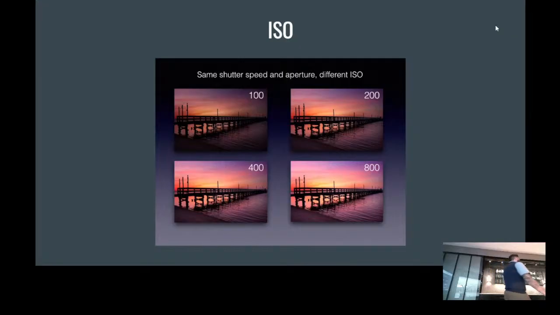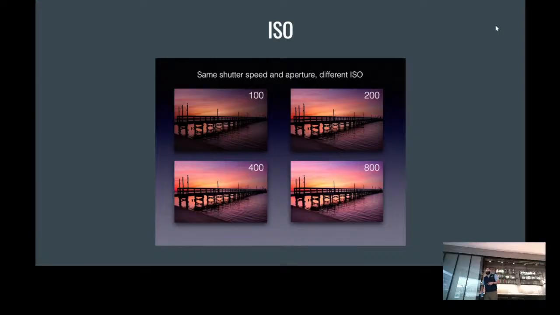Now, the last thing to look at that's part of this exposure triangle is ISO. If any of you are old enough to have used film back in the day, you'd remember that your film came with a number written on the box. I actually picked up a box of Kodak 400, because I still shoot with film every once in a while. Kodak 400 is a 400 ISO film.